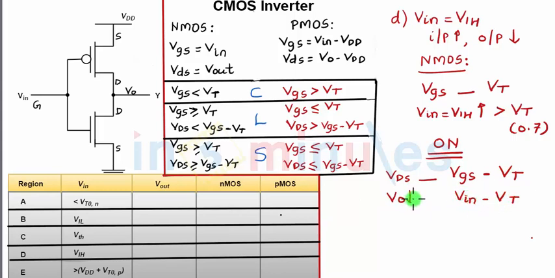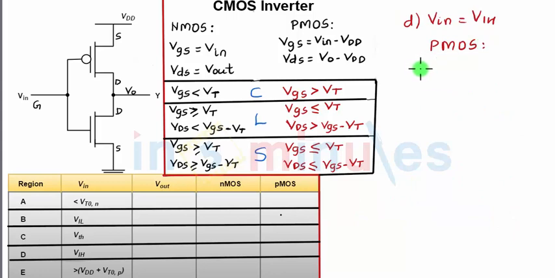VGS is nothing but Vin minus VT. Output is low. Input is high. It's a clear case of less than sign, which says that my NMOS transistor is operating in linear region when my input voltage is VIH. Let's quickly do the same for PMOS and identify the region of operation. So first let's identify whether the transistor is on or not.